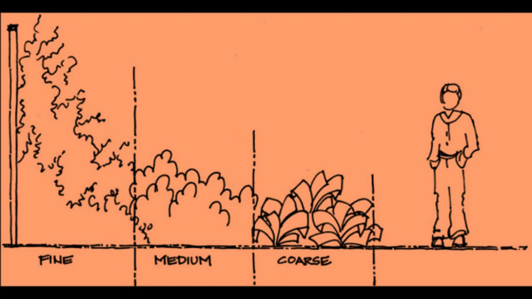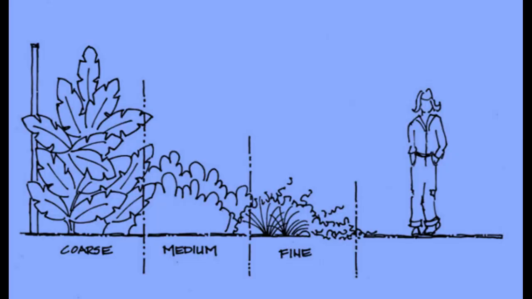To make a small space feel larger, place the fine texture in the back, medium texture in the middle and coarse texture in the front. To make a large space feel smaller, place the coarse texture in the back, medium texture in the middle and fine texture in the front.